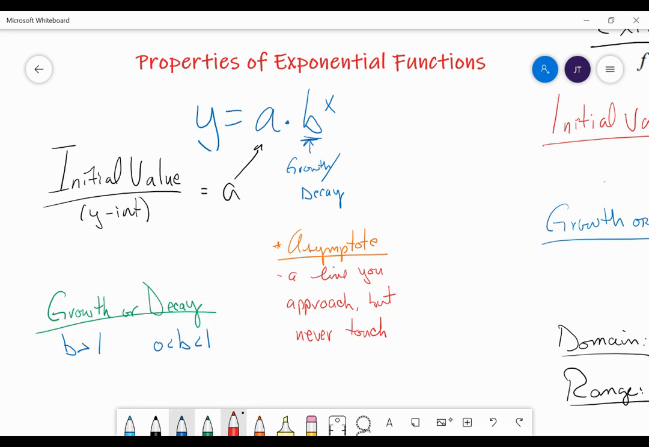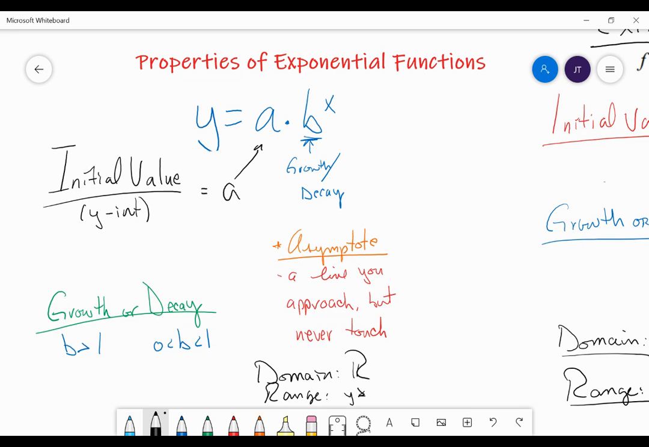The last part is going to be domain and range. That just depends if you count those as 1 or 2. Your domain for exponential functions is always all real numbers. And your range is always going to be y, and then greater than or less than a number. Either less than a number or greater than a number.